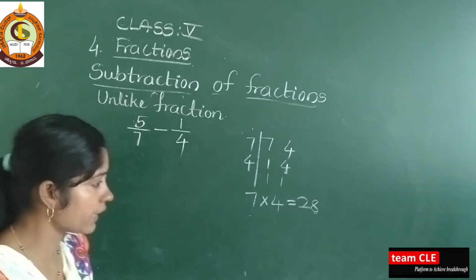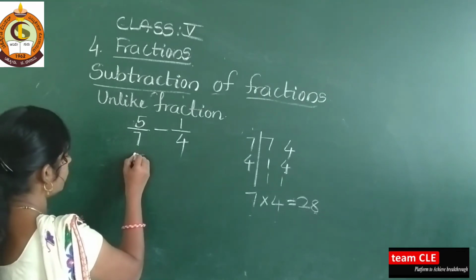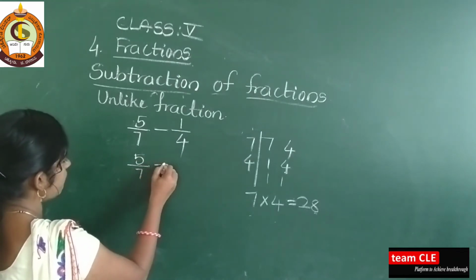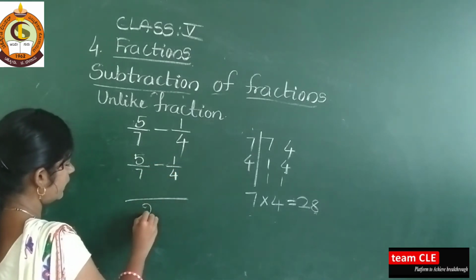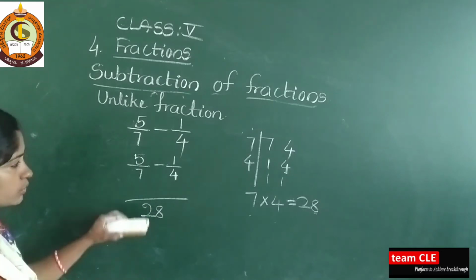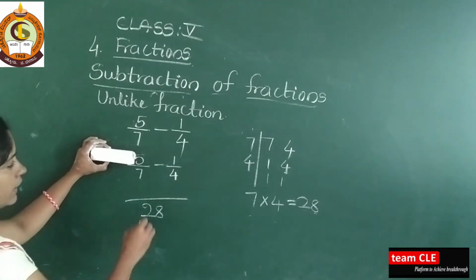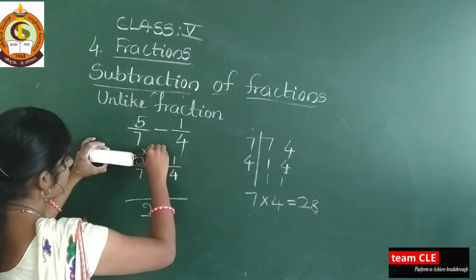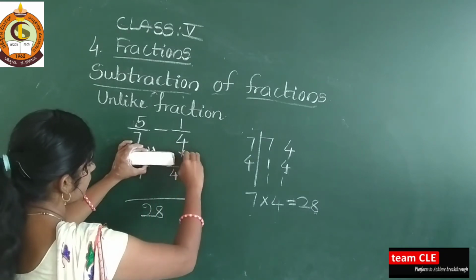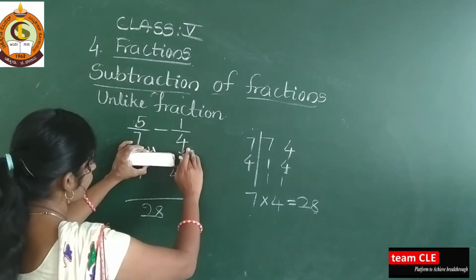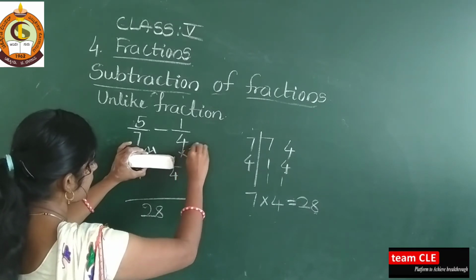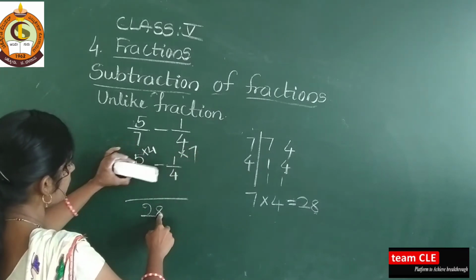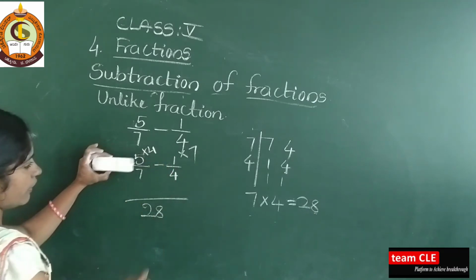Then what to do here? Next step, write this step again: 5 by 7 minus 1 by 4. Again you keep this 28 down. Then what do we have to do? 7 how much are 28? 7 4s are 28. 1 how much are 28? 4 7s are 28.